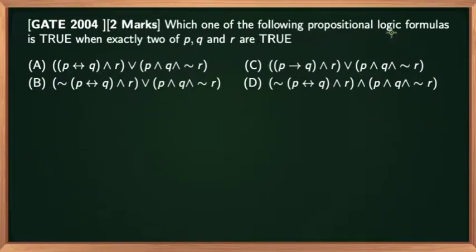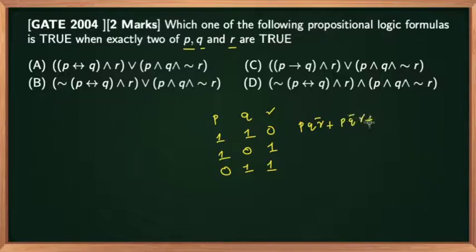Which one of the following propositional logic formulas is true when exactly two of P, Q and R are true? So we have P, Q, R and we need exactly two of them as true, right? So it can be 110 or 101 or 011. So we are interested in the expression P Q R bar plus P Q bar R plus P bar Q R. So this is the expression we are expecting.